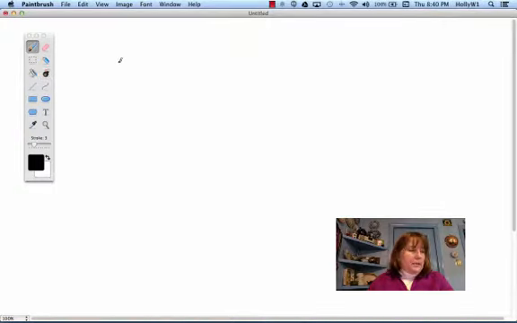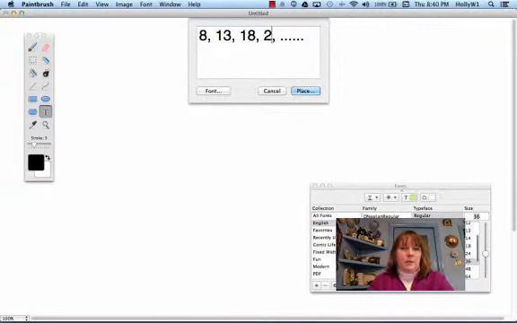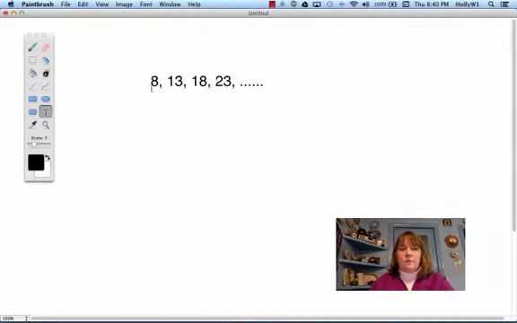So let's look at another arithmetic sequence. It is 8, 13, 18, and 23. So we're going to think about how these numbers go from one to the next. In order to go from 8 to 13, we add 5 to it. From 13 to 18, we add another 5. From 18 to 23, we add another 5.